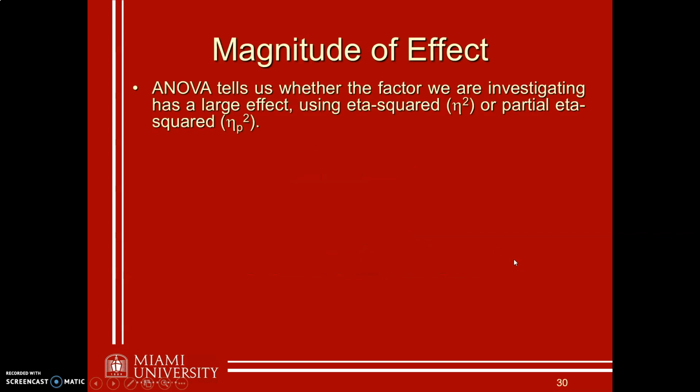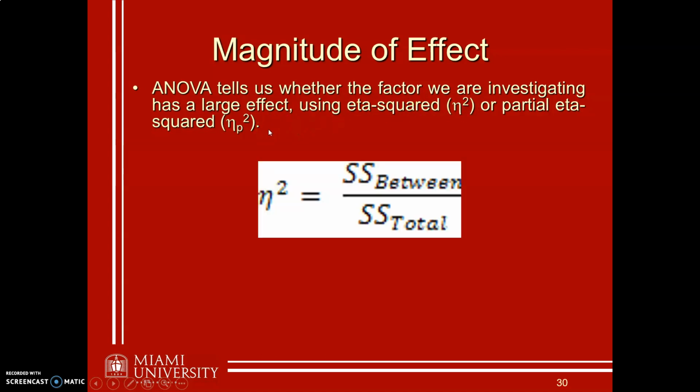So first off, a little bit about magnitude of effect. ANOVA tells us whether the factor we're looking at has a large effect or a different size using eta squared or partial eta squared. A full eta would be if we just had one factor. A partial eta would be if we had several independent variables and we were looking at main or interaction effects, if you're familiar with factorial ANOVA.